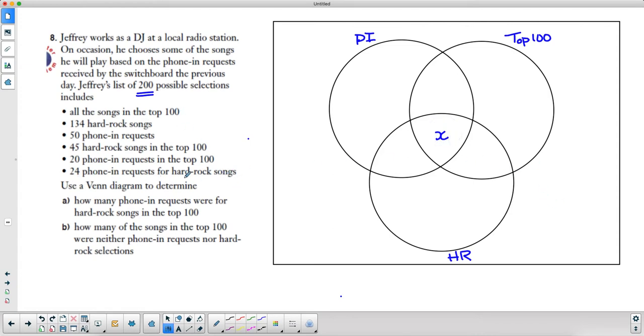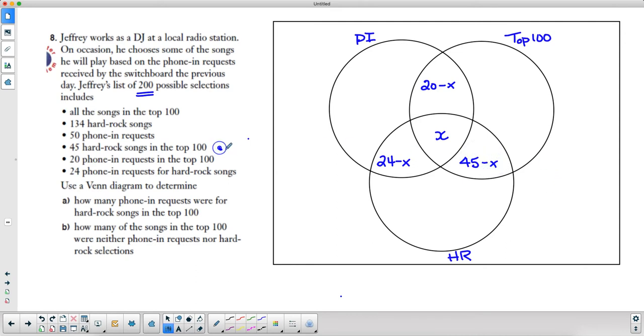So it says 24 phone-in requests were for hard rock songs. So between the phone-in and the hard rock, we have 24. So this space in here is going to be 24 minus X. Then we say we have 20 phone-in requests for top 100. So between the phone-in requests and the top 100, we have 20. So this is going to be 20 minus X in this little space here. And there are 45 hard rock songs that are in the top 100. So the space in between here is going to be 45 minus X.